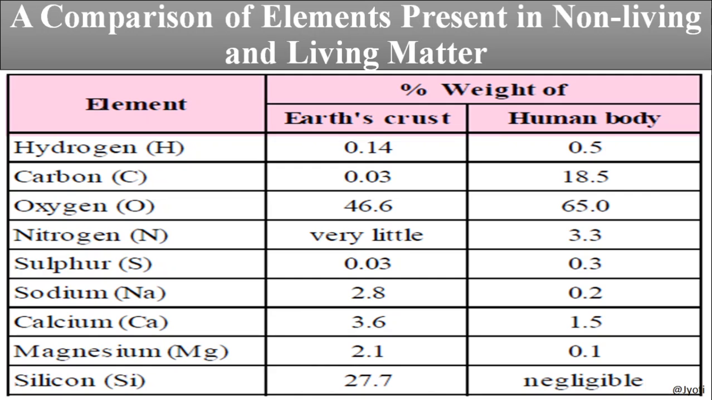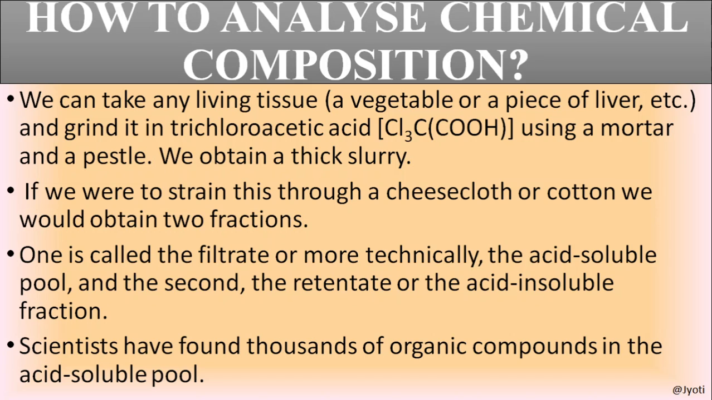Sulfur 0.03 in earth crust, and in human body it is 0.3. Sodium 2.8 in earth's crust, in human body it is 0.2. Calcium, it is 3.6 in earth's crust, and in human body it is 1.5. Magnesium, in earth crust it is 2.1, and in human body it is 0.1. Silicon, in earth's crust it is 27.7, and in human body it is negligible. It is 0, you can say.